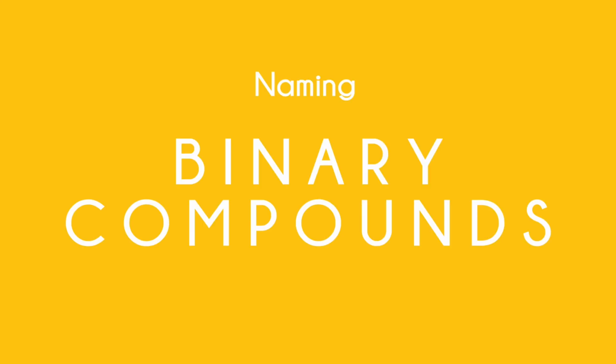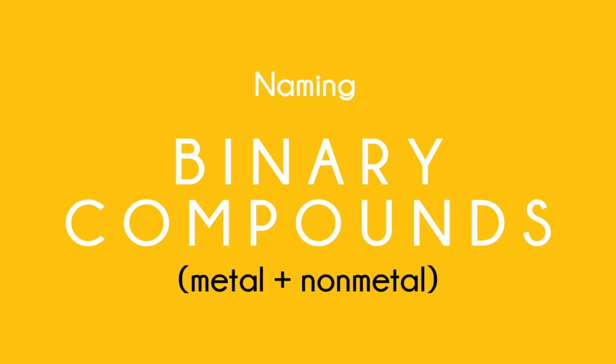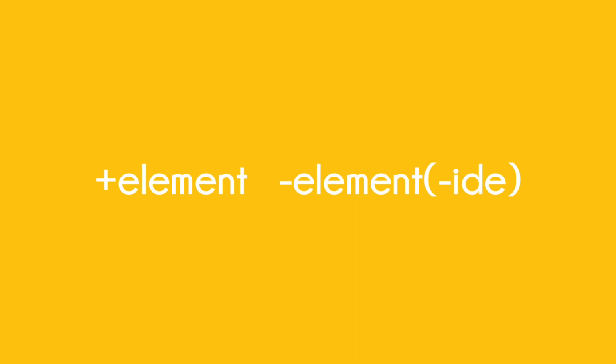Moving on, let's learn how to name binary compounds, or combination of metal and non-metal. For naming binary compounds, we're going to retain the name of the cation element, or the positively charged element, and the name of the anion element, or the negatively charged element. However, for these, we already do not have to put the word ion at the end. Say for example, we have this compound.